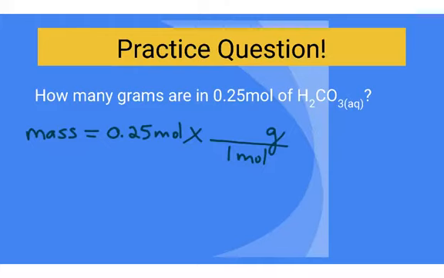Again, I'm going to work out the molar mass. I can just do that on my calculator. I don't need to show that work. 62.01. And my moles will cancel here, which is exactly what I want.